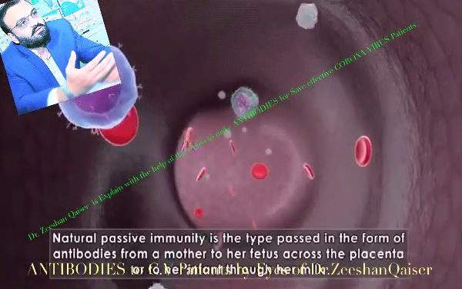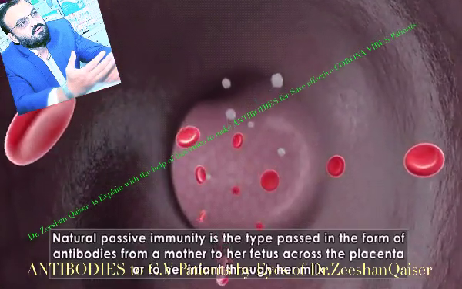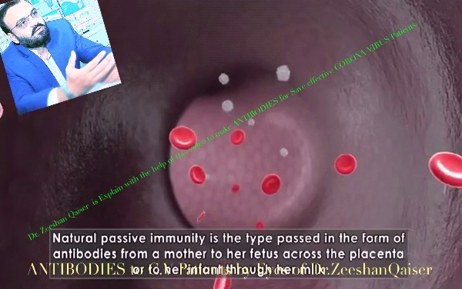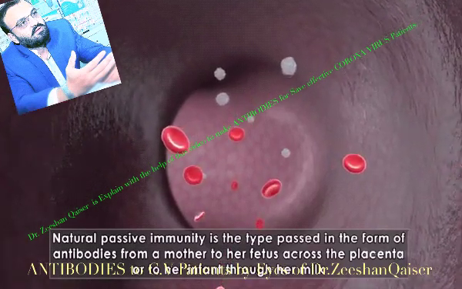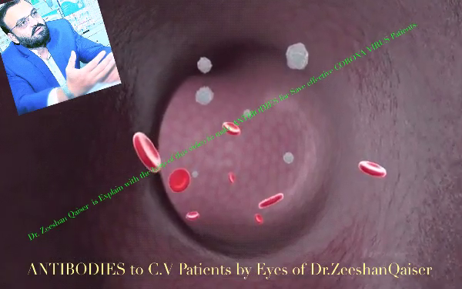Natural passive immunity is the type passed in the form of antibodies from a mother to her fetus, across the placenta, or to her infant through her milk. Passive immunity will only be effective for a short period of time.